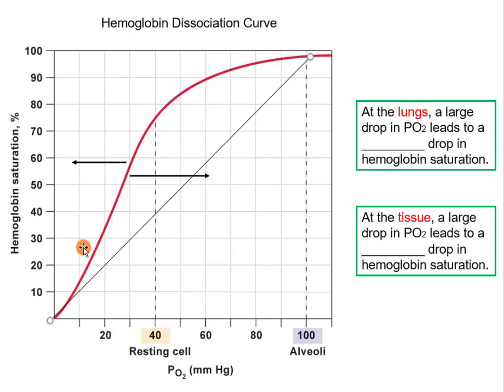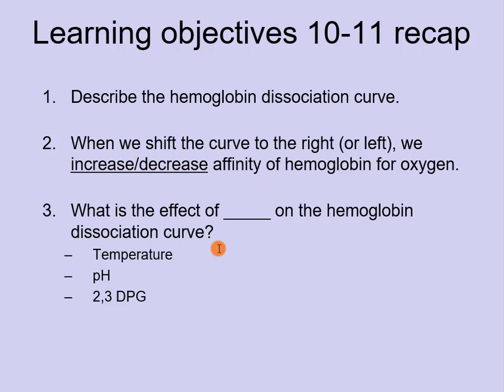But because we have this sigmoid shaped curve, it's got some unique properties at the upper end as well as the middle end. Anyway, we talked about shifting the curve to the right and what that does for hemoglobin affinity. If you shift the curve to the right, you are decreasing affinity of hemoglobin for oxygen. If you shift the curve to the left, you are increasing affinity of hemoglobin for oxygen. And what is the effect of each of these? Warmer temperatures will shift the curve to the right. More acidic pH will shift the curve to the right. Increased 2,3-DPG will shift the curve to the right. Okay, and that'll wrap it up for the hemoglobin dissociation curve.